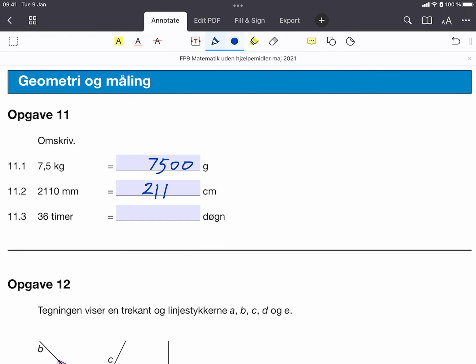211. And then 36 hours is how many, well, that's days, as in 24-hour days. So how many lots of 24 hours is there in 36 hours? Well, hopefully you can see it's a day plus a half a day, 24 plus 12 hours. So it's 1.5 days. Days being a 24-hour day, not daylight days.